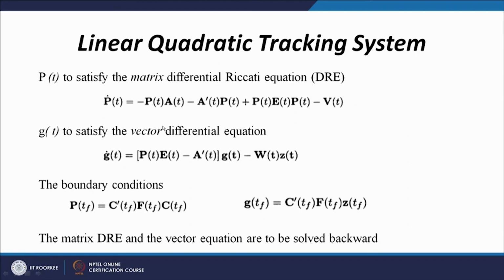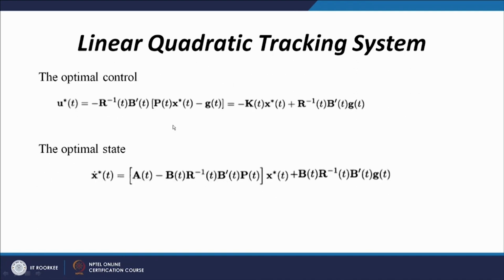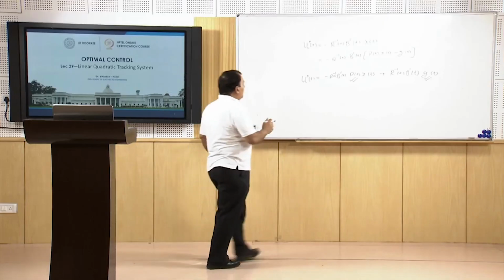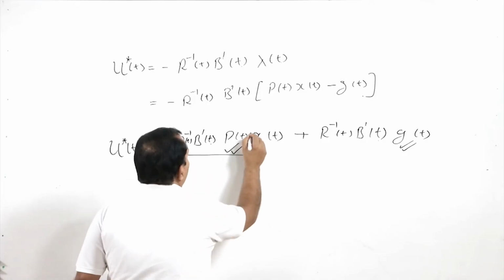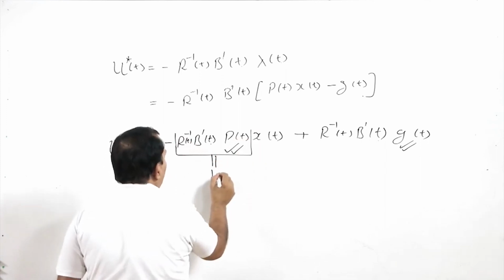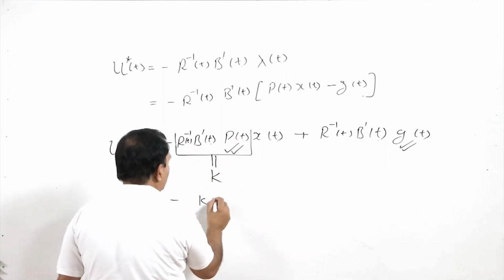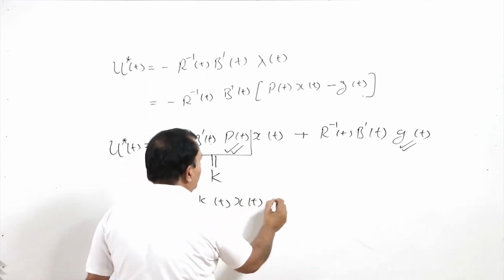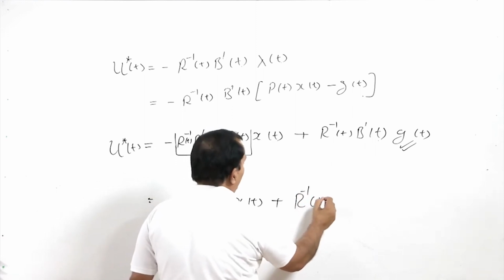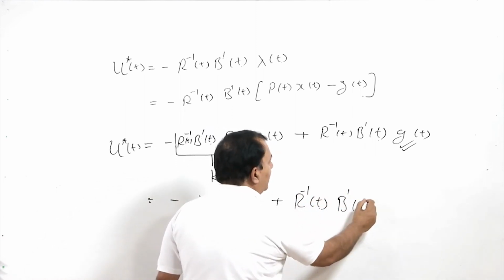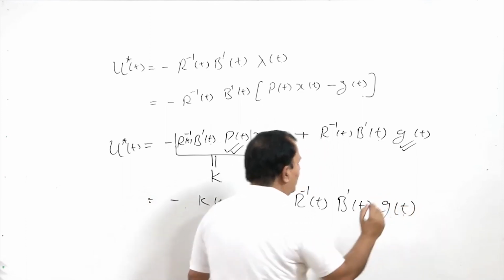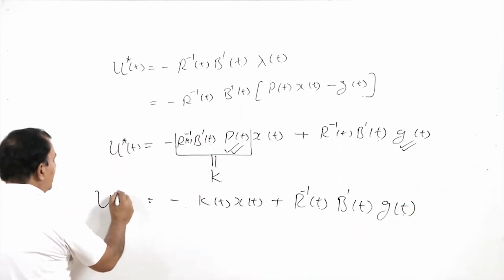So, once we know the value of the P and G, we know the value of my u, which is nothing but R inverse B prime P(t) x(t) minus G(t), or which we are writing as minus K(t) x(t) minus R inverse B prime G(t). So, nothing but we are writing this as my K. R we already know, I know my B matrix, G I can determine from this. So, this means I am finding my optimal u.